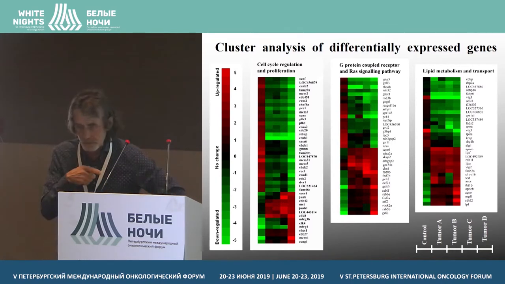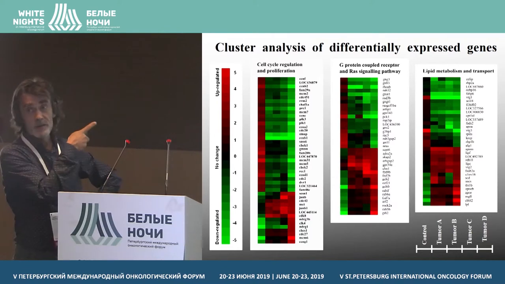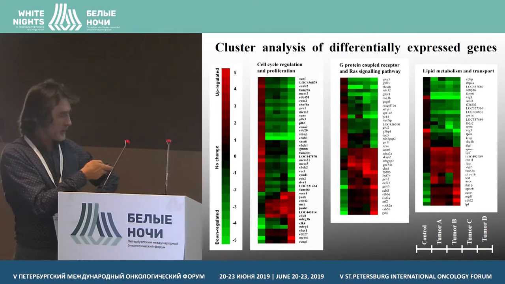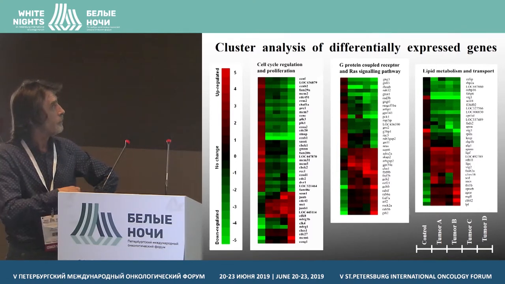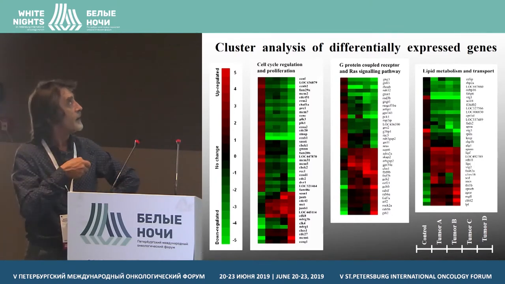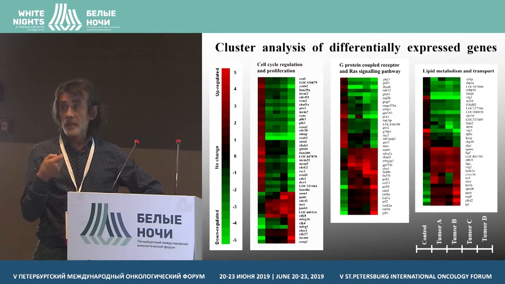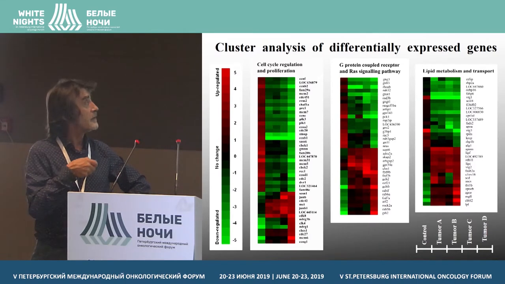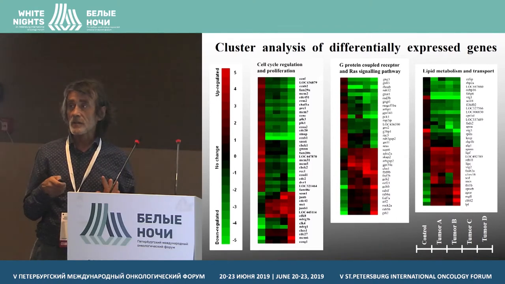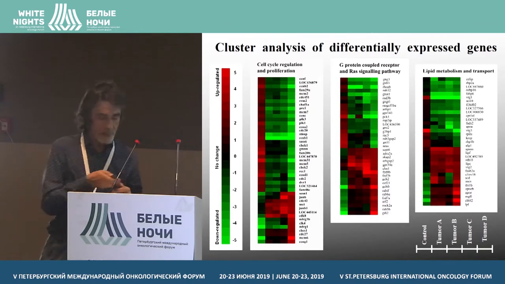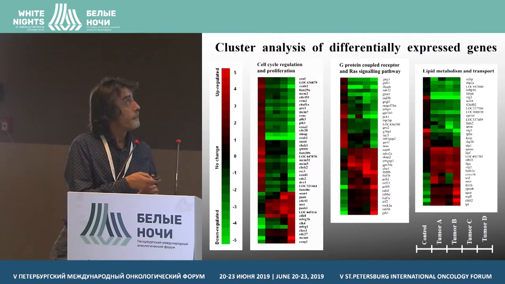I forgot to insert something else here, but just trust me on my word that all the tumors which could be reversed, all those tumors had the DNA damage activated cascade, whereas in the tumors which were not reversed, that cascade was fully deactivated.